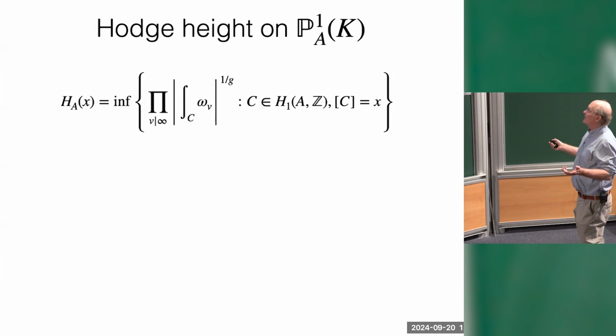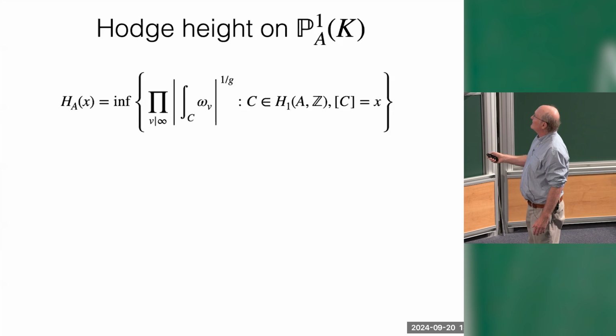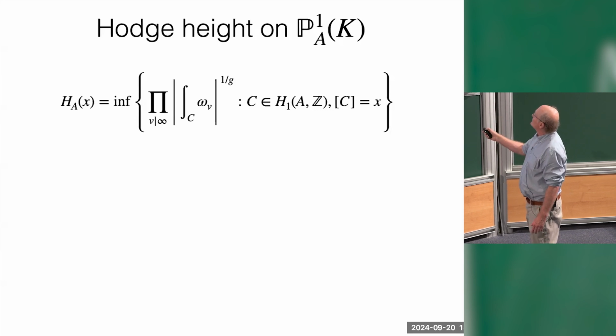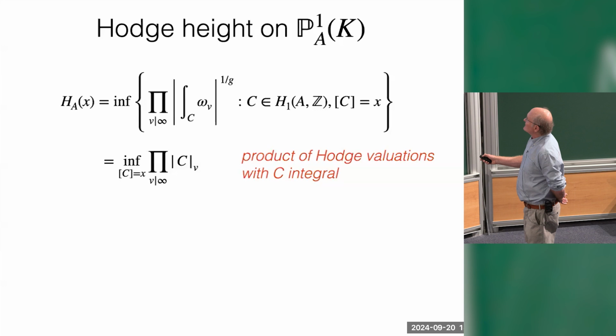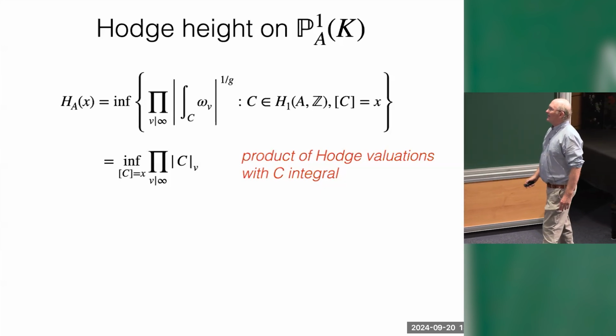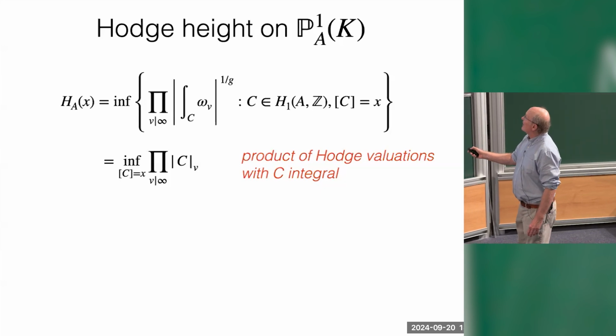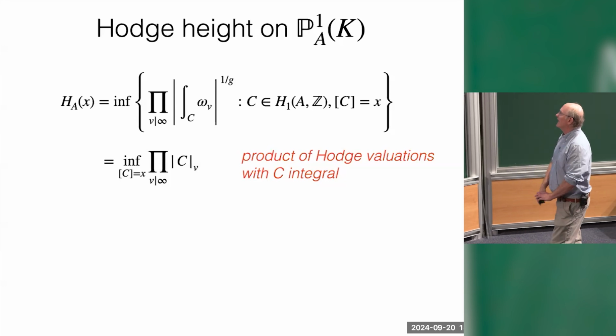So I look at what the periods are of the eigenforms over this cycle. They're thrown in, 1 over G, for good measure. And then I try to choose this cycle C, this integral cycle, to make this product as small as possible. You could think of this as taking the integral representations of a point on this projective line, and taking the product of their Hodge valuations at the point at infinity. In fact, you could think of this as the Hodge norm of the projection of C to one of the eigenspaces for the action of K.